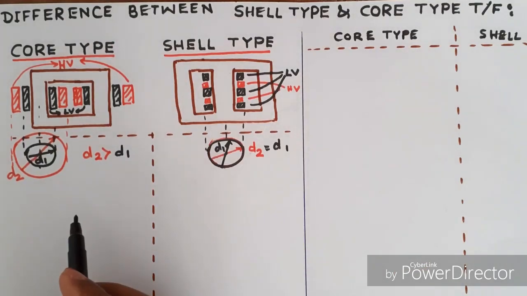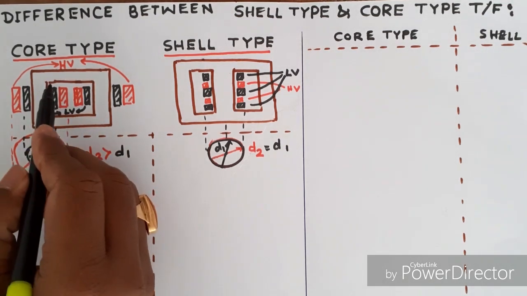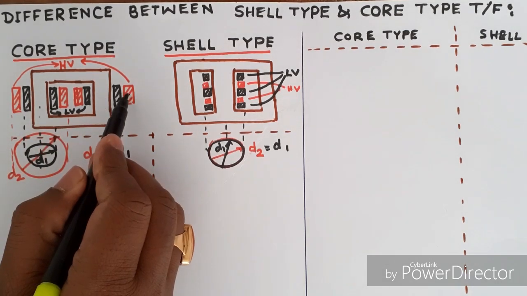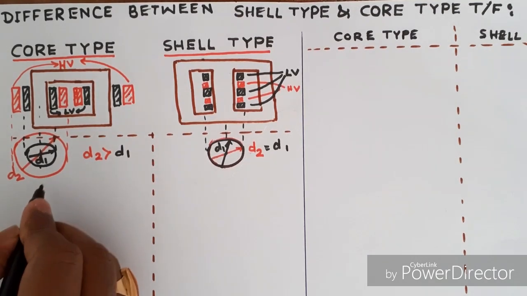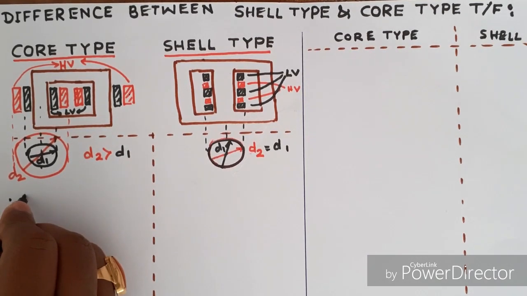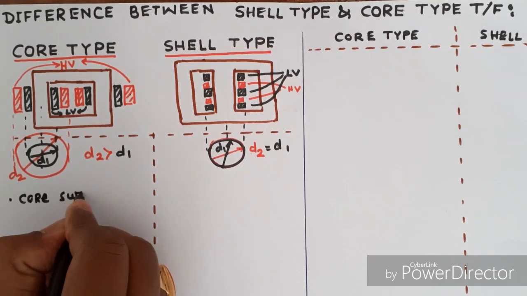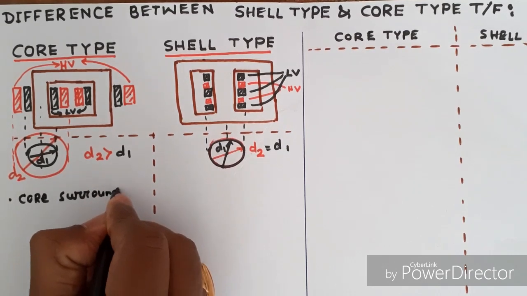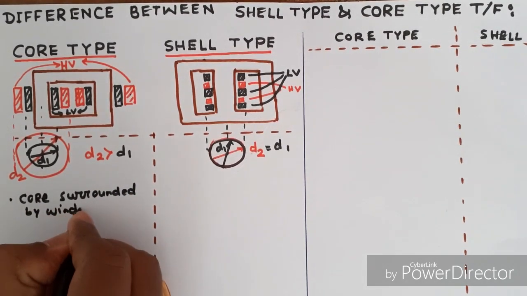The difference between core type and shell type transformer. In core type transformer, the core will be inside and outside there will be winding. We can say core is surrounded by winding.